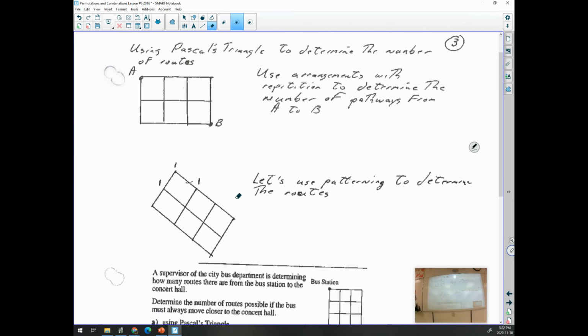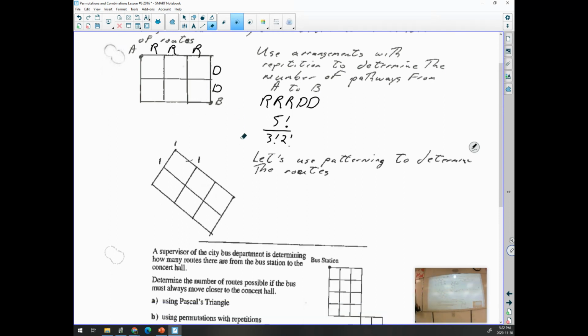Now we can also use this for routes. We know how to do this nice simple one using arrangements with repetition. Each path has to move to the right 3 times and down twice. It doesn't matter which path I take, I'm moving right 3 times and down 2. So arrangements with repetition: 5 factorial over 3 factorial, 2 factorial.